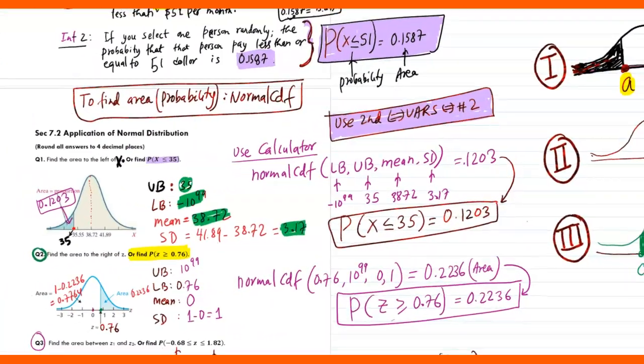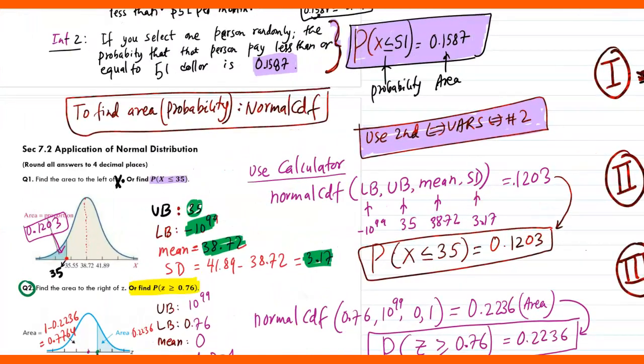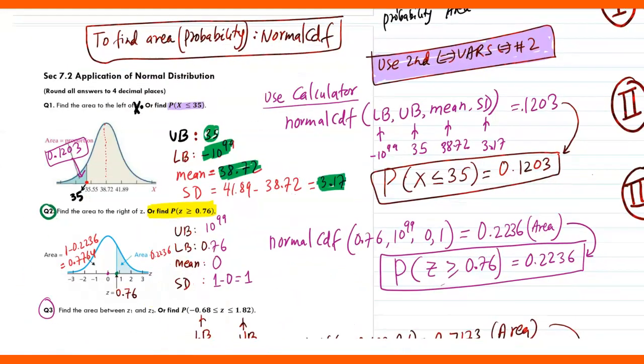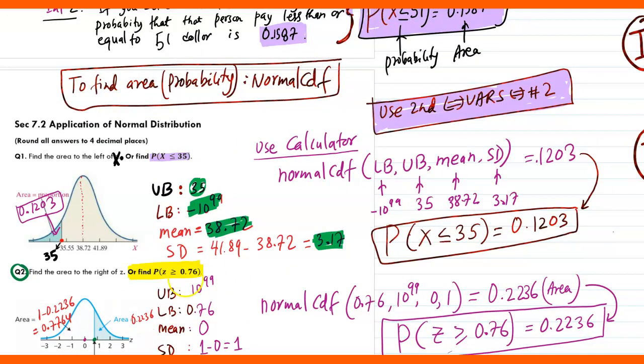Let's do the first question here. Of course, you have a blank handout. I already have an answer for each one of those, and I'm just going to explain this for you. Look at the first question: find the area to the left of x, or find the probability of x less than or equal to 35.